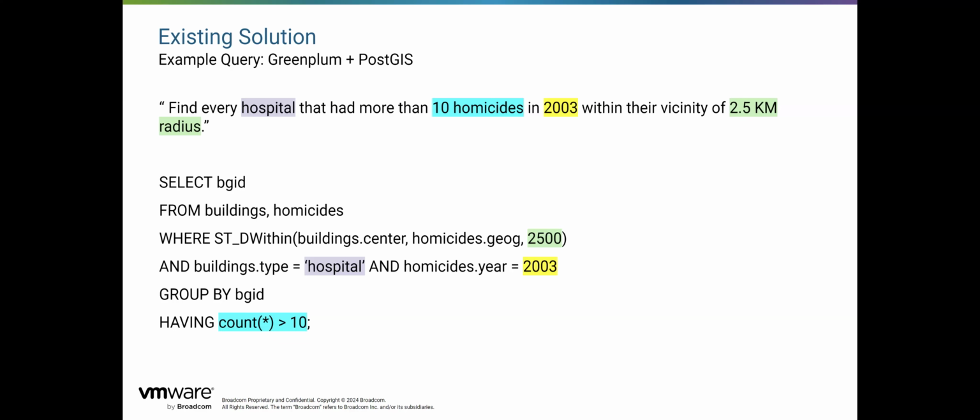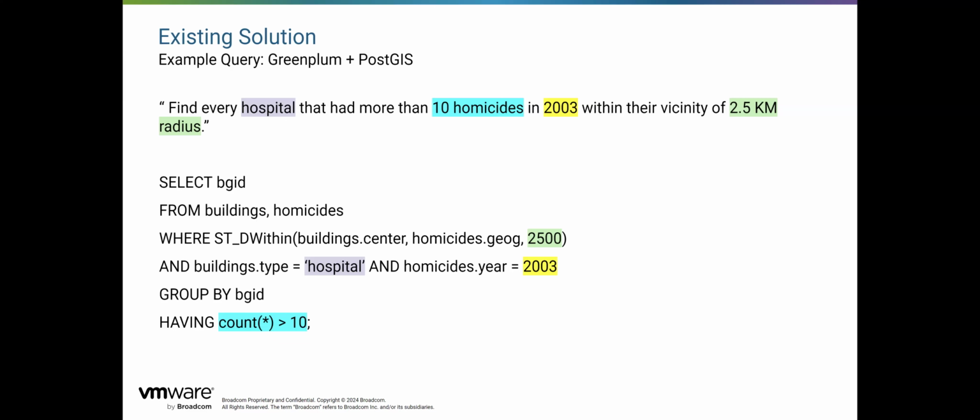And then you make sure that the building center and the homicide geolocation are within 2.5 kilometers. And then you say, I want to group by the building and find out what the counts are that are greater than 10, right? That's the simple way in which you would do it right now with Greenplum and PostGIS.